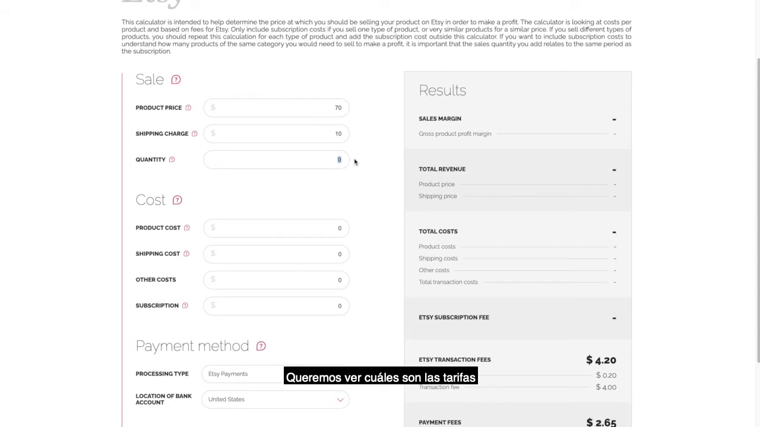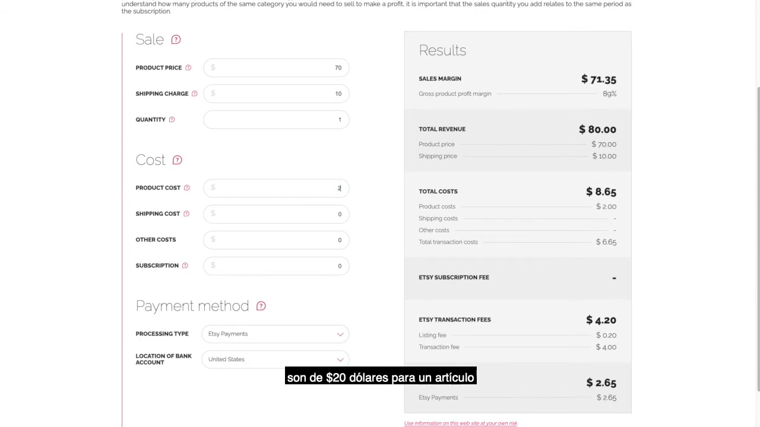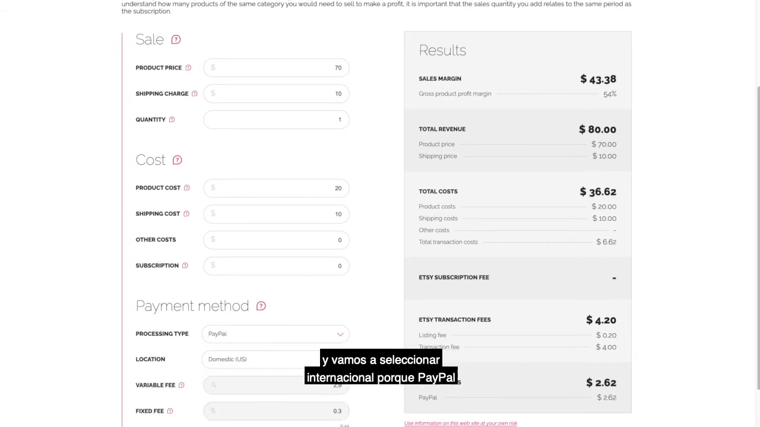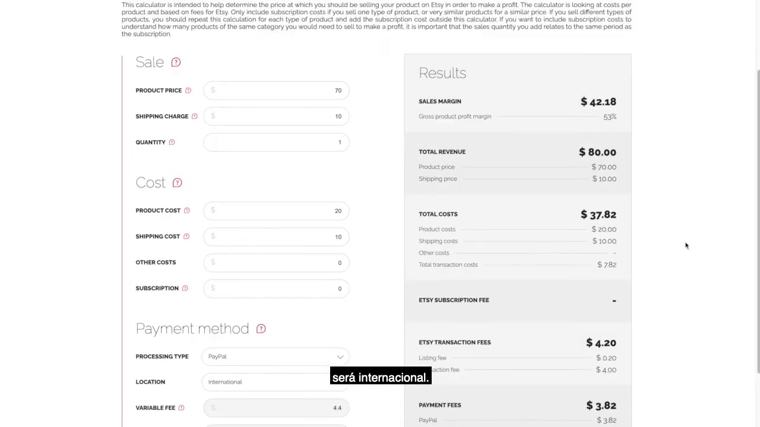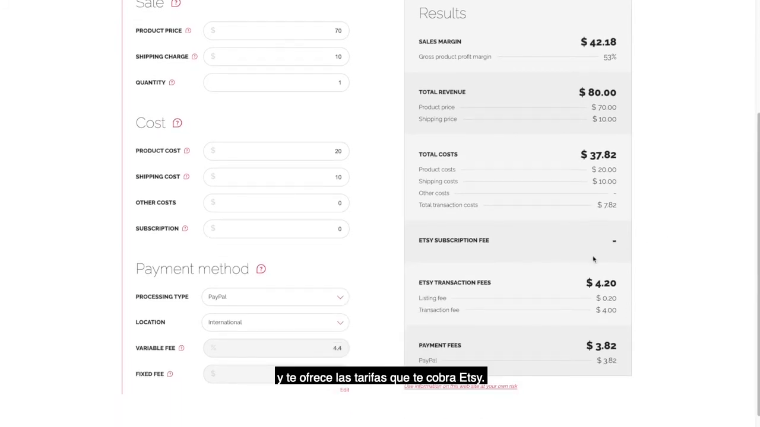We want to see what the fees are for one item being sold. And we know that the production costs are $20 for an item and the shipping is $10. Now at the bottom here, we are going to select PayPal because that's the payment processor that we are working with. And we are going to select international because PayPal charges different fees whether you are selling domestically in the US or internationally. So in your case, it will be international. And we can see here that the ecomConnect calculator has done the math for you, which is fantastic. And it's giving you those fees that Etsy is charging you.